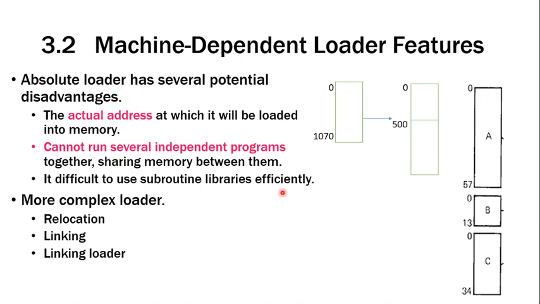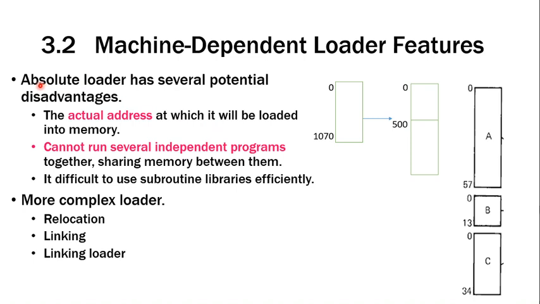And the third one, again, is with respect to whenever there are multiple subroutines in your program. In such case, those cannot be loaded into the main memory at the same time, so they cannot be used efficiently. So those are the 3 major drawbacks which we come across with respect to the absolute loader.